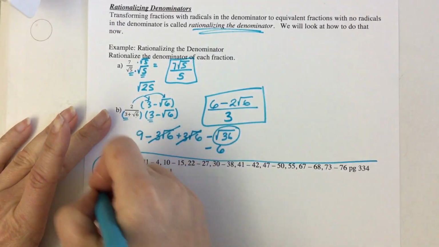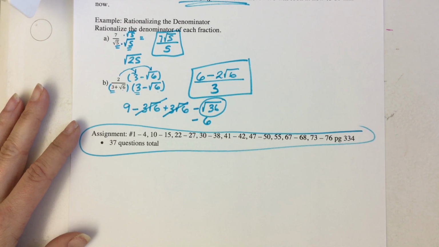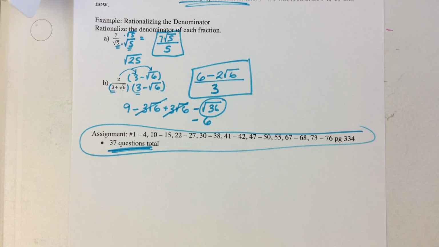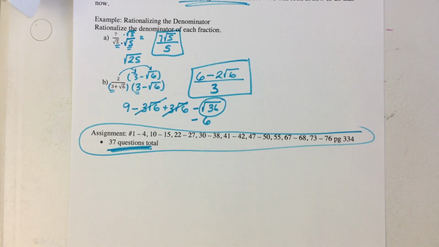Here is what the assignment is. It is 37 questions. Some of them go very, very quickly, but because of the number of questions, tomorrow is a work day. So you get the entire 52-minute class period to work on these 37 questions. I will be happy to help you with any questions or problems you run into as you are working. I hope you enjoyed section 5.1, and I'll talk to you soon.